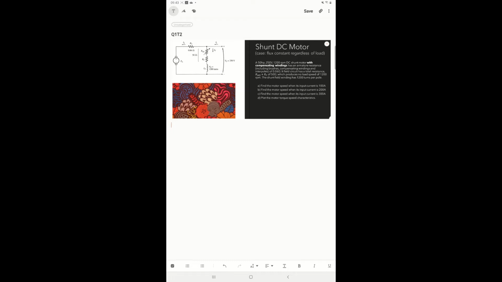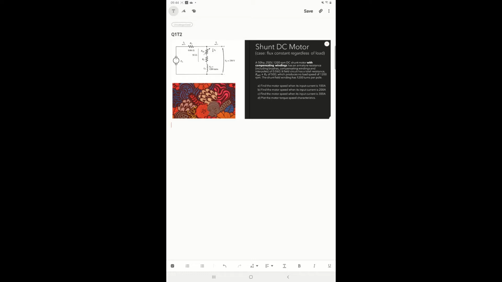I try to constrain as much as I can, but this is like the basics of all the different types of DC motor that we need to analyze, and for us to be able to come up with the top speed characteristics of the motor, we have to understand the construction as well as the calculations or analysis of each of the motor. Okay, so the first question is regarding a shunt DC motor.